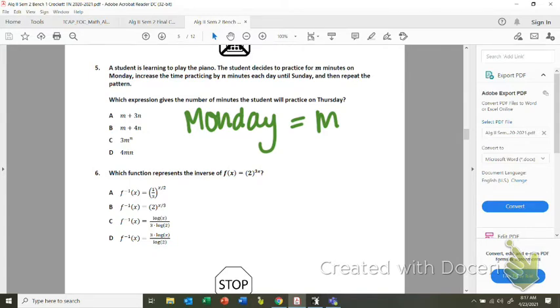So we're starting on Monday. Okay? How many days are between Monday and Thursday? Or how many times 3, right? So we're starting on a Monday. And then it is 3 days until Thursday. But every day we're adding N minutes. So it has to be M plus 3N because there are 3 days between Monday and Thursday.